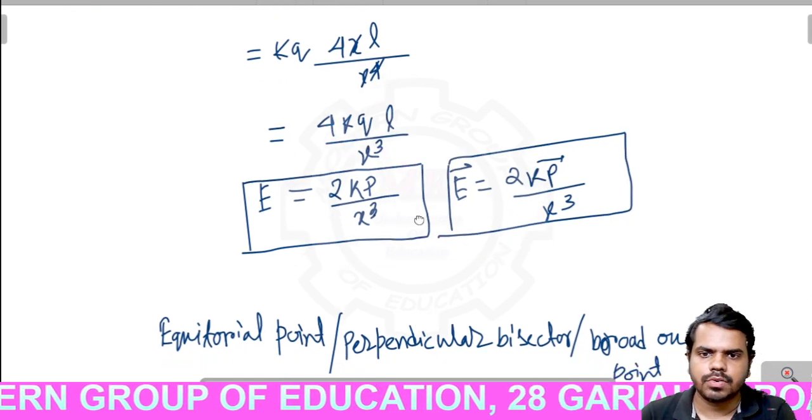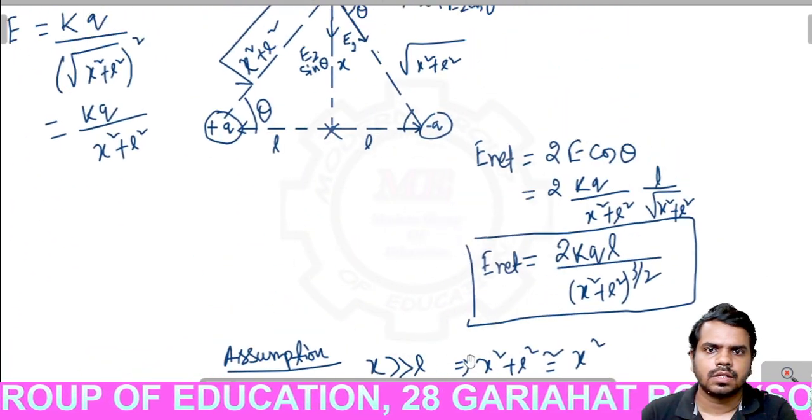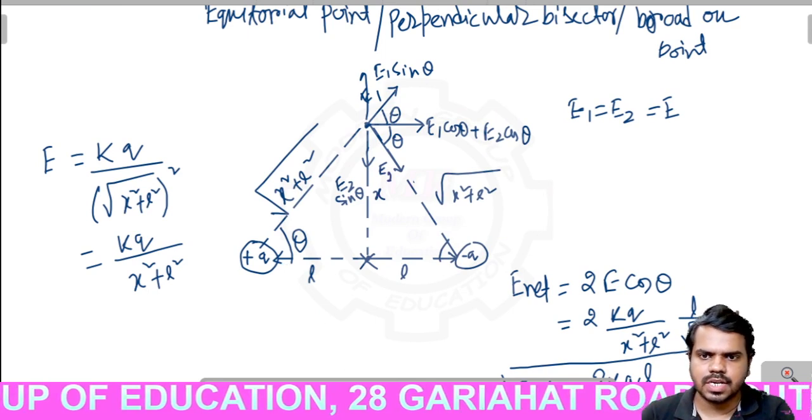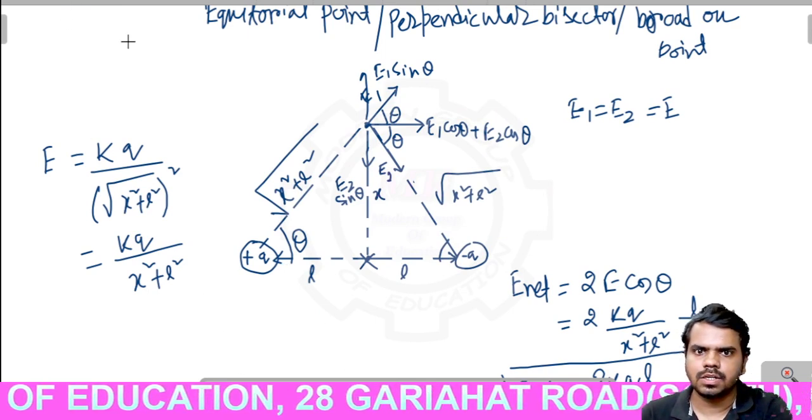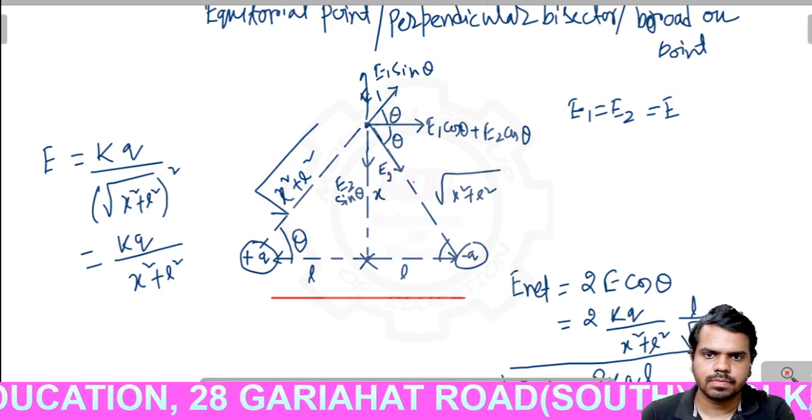But in equatorial point, the direction of p is in this direction, changing the color. So the direction of p is in this direction, negative to positive.